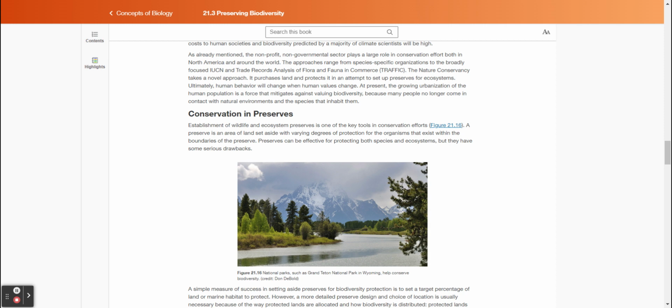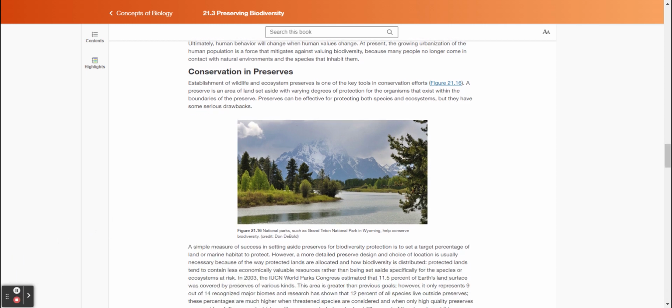Ultimately, human behavior will change when human values change. At present, the growing urbanization of the human population is a force that mitigates against valuing biodiversity because many people no longer come in contact with natural environments and the species that inhabit them.